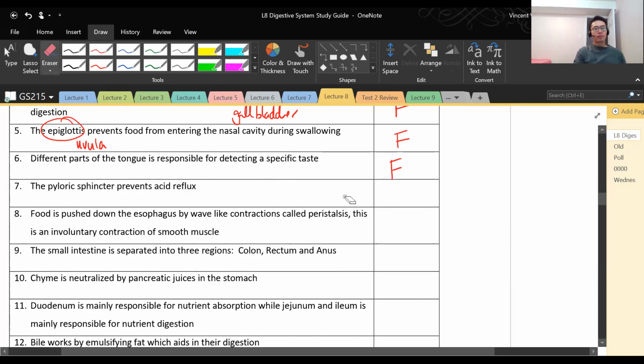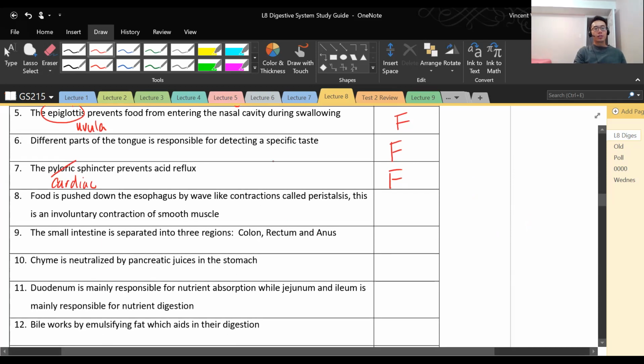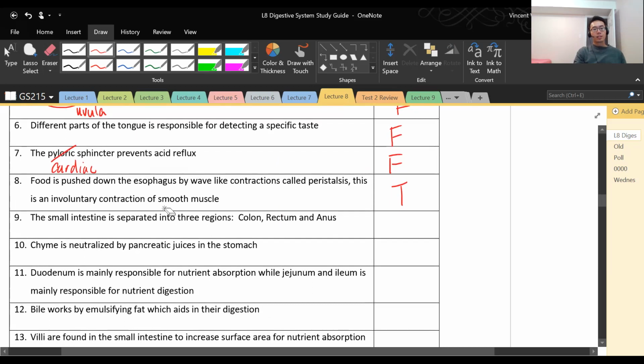The pyloric sphincter prevents acid reflux. That's not true. It is the cardiac sphincter. Food is pushed down the esophagus by wave-like contractions called peristalsis. This is an involuntary contraction of smooth muscle. That is true. Okay, peristalsis is created by the muscularis layer, and it continues to propel the food forward. The small intestine is separated into three regions: colon, rectum, and anus. That is very wrong. You can change it to large intestine.